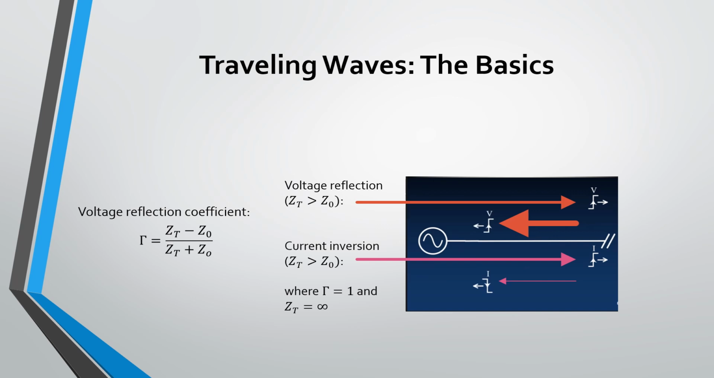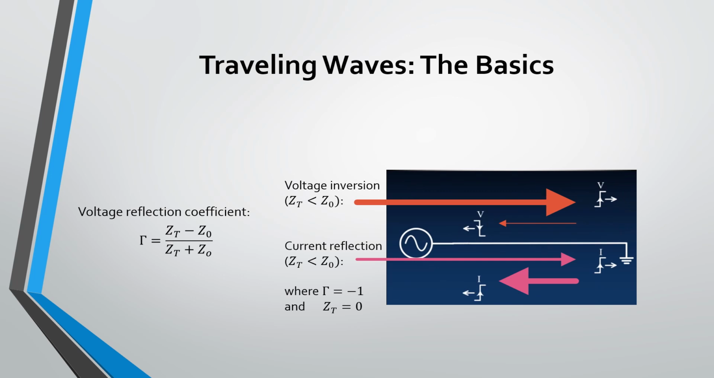Here we have an example of a transmission line that has been energized and waves are traveling to the end of the line. Here, in this condition, we see that the termination impedance is greater than the characteristic impedance. Therefore, we get a perfect voltage reflection on the line. Then again, we see in this condition that the sum of the currents must add up to 0. Therefore, we get a current inversion on the line as well. This is known as an open circuit termination impedance, where under this condition we see that gamma equals 1 and the termination impedance is infinite.